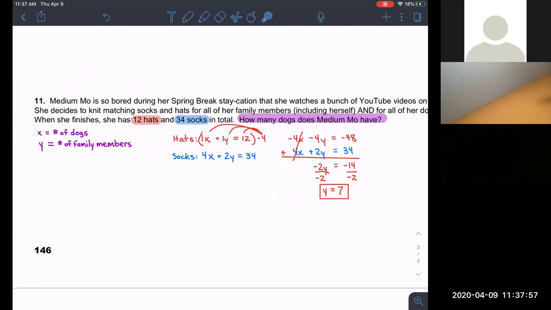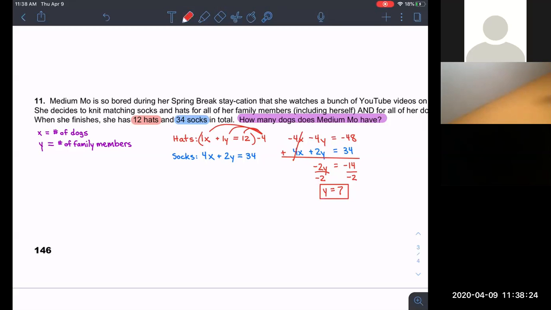Okay. Now we still have to do the last step to solve for x, because that's what the question's asking us. It doesn't want to know how many family members she has; it wants to know how many dogs she has. But the rest of this is pretty easy. Does anybody know the answer? How many dogs does she have? 5. Right, because if she made 12 hats, so that means if 7 of them are going to family members, then the other 5 have to be going to dogs.